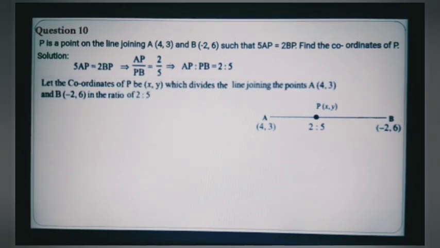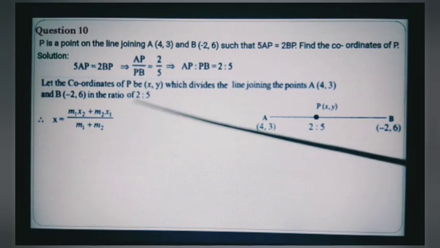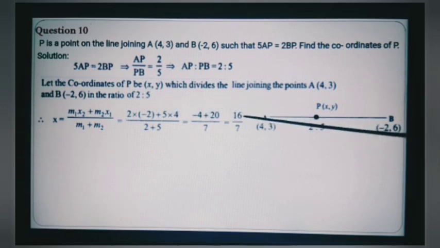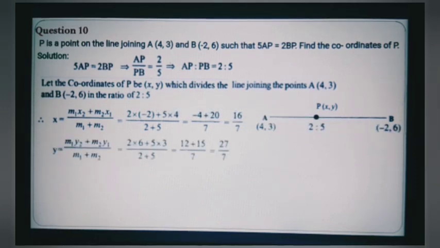Use section formula, right? So m1 is 2, m2 is 5, x1 is 4, x2 is minus 2, y1 is 3, y2 is 6. Put the values and arrive at this one. Okay, similarly put the values and arrive at these two. So the value of x is 16 by 7, value of y is 27 by 7.